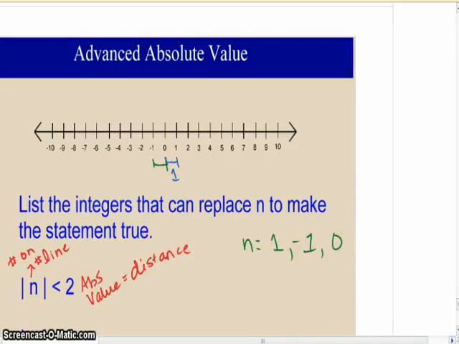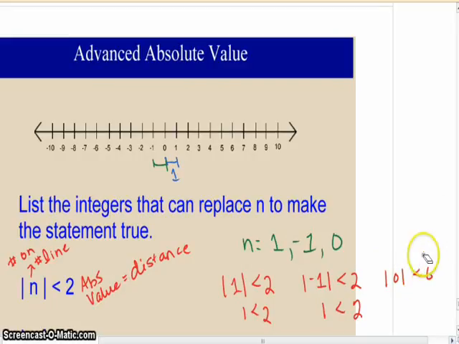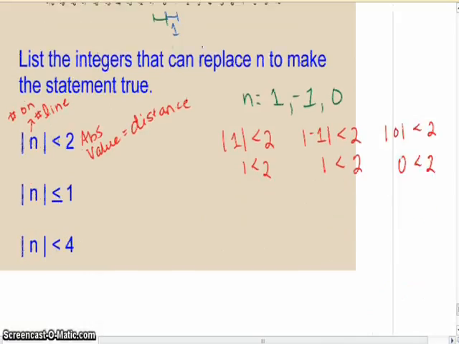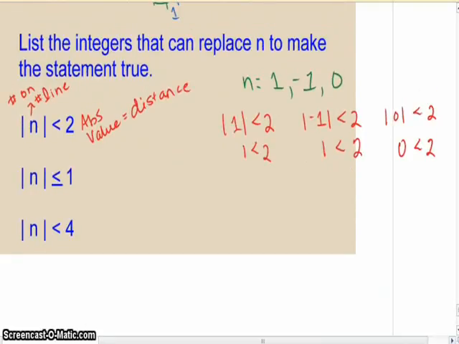And we can check it to make sure it makes sense. So the absolute value of 1 is less than 2. Well, the absolute value of 1 is 1, and 1 is indeed less than 2, so that works. The absolute value of negative 1 is less than 2. The absolute value of negative 1 is 1, and that is less than 2, so that works. The absolute value of 0 is less than 2. Well, the absolute value of 0 is 0, and that indeed is less than 2. So let's move on to our next couple of problems.